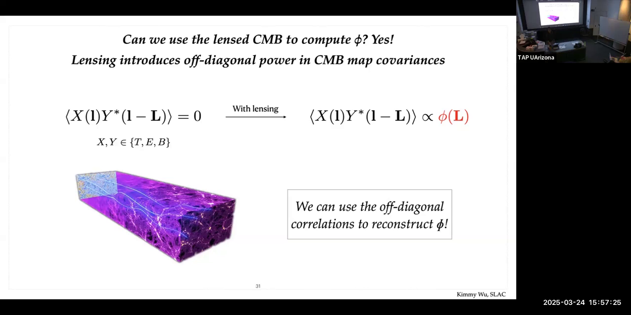Sorry, what is the variable L? Yes, that's the angular multipole. So if you have a map, you Fourier transform. Okay. And big L we just use to denote the angular multipole for the lensing field, which is not directly observed, whereas X and Y here are directly observed. Sorry, is this because the X and Y are Gaussian? Yes. The unlensed CMB is very well approximated by Gaussian random fields, and we still have not detected primordial non-Gaussianity.